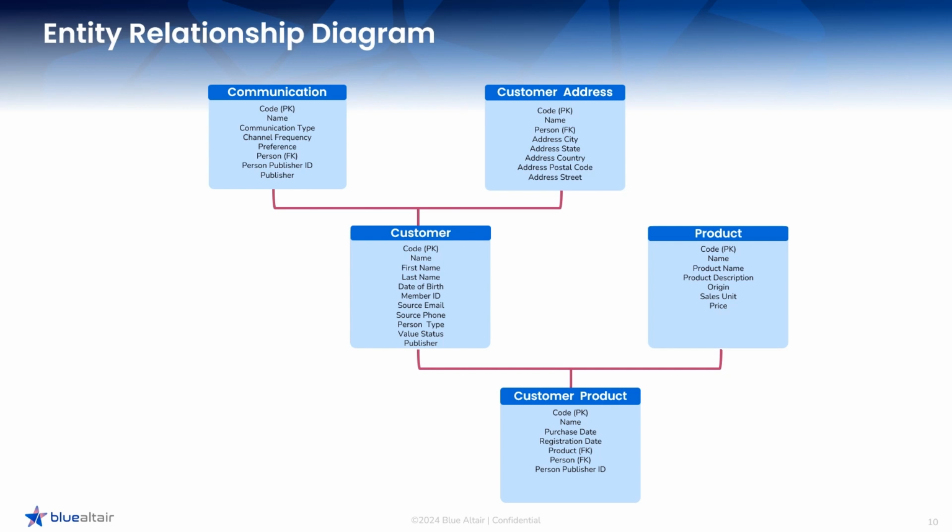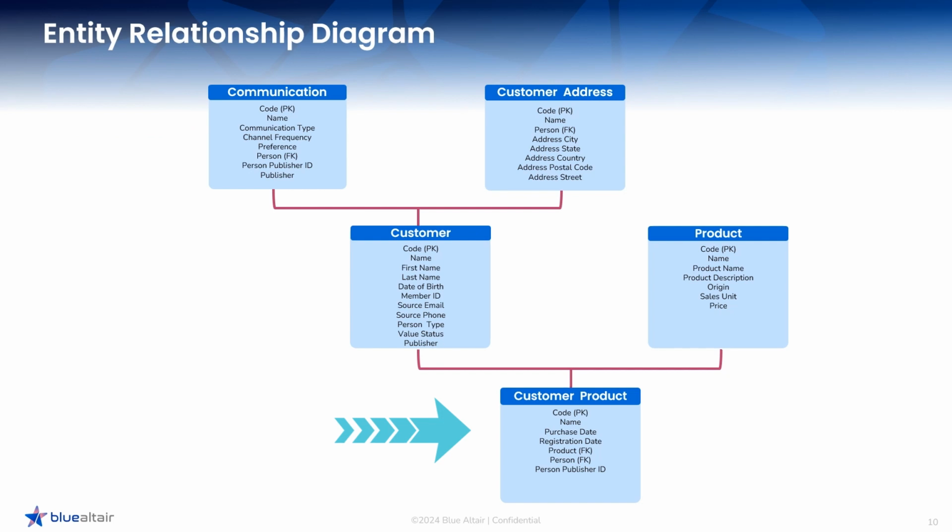It comprises five entities. First one is the customer entity, which is the main entity of our data model. Then we have the product entity, which includes the product information. Then we have the customer address entity, which includes the customer address information. Then we have a communication entity, and the last one is a customer product entity.